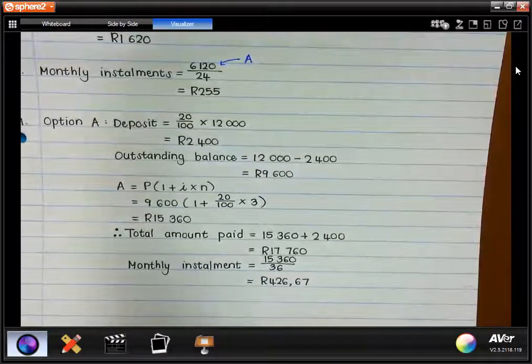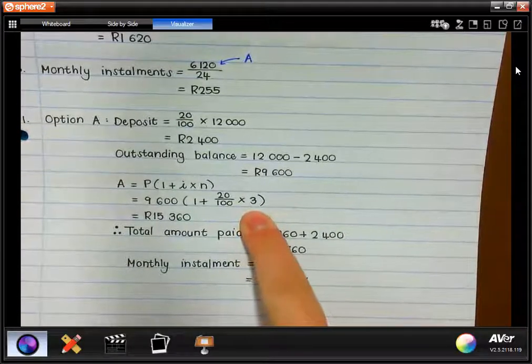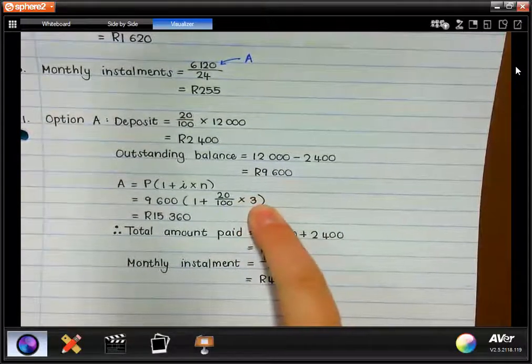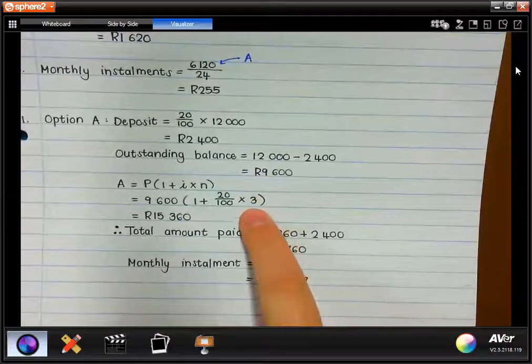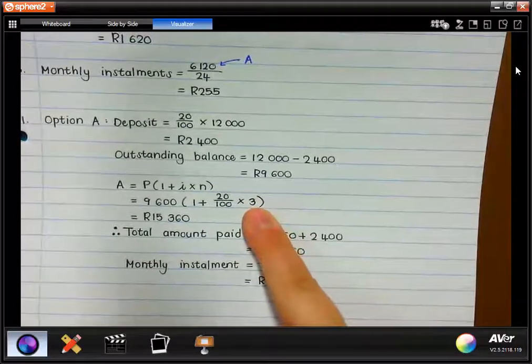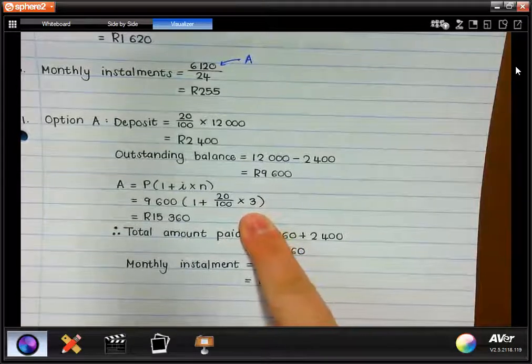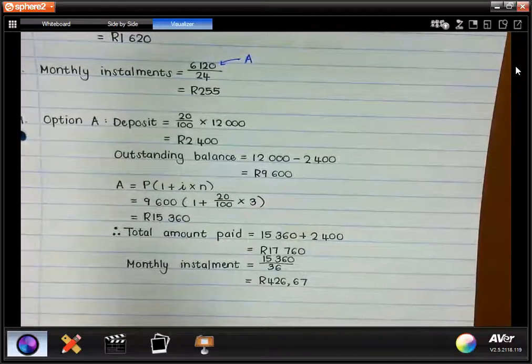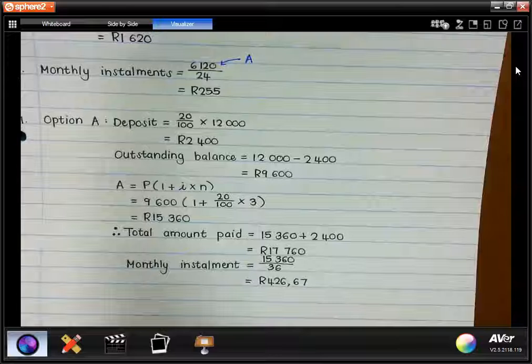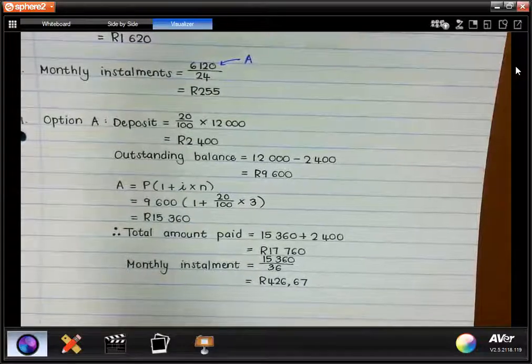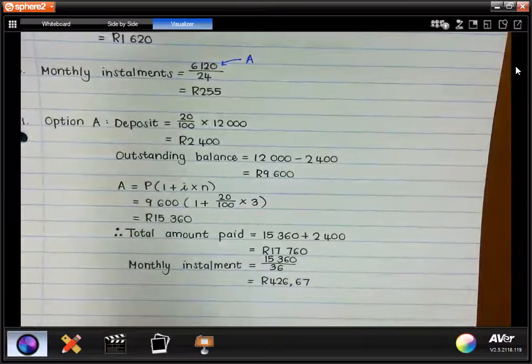Now for option A, they said that you are paying 20% interest and then they said 36 months. But guys, remember, N is not the number of months. N is the number of years. So if you put a 36 in here, then he's going to pay this thing for 36 years. That's a bit extreme. So please, N is always the number of years. If they give you that number in months, you must divide it by 12 to get the number of years.